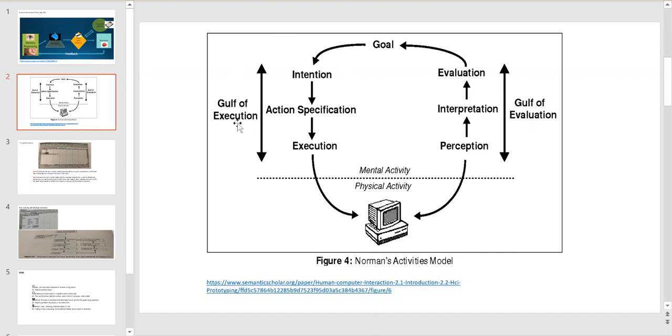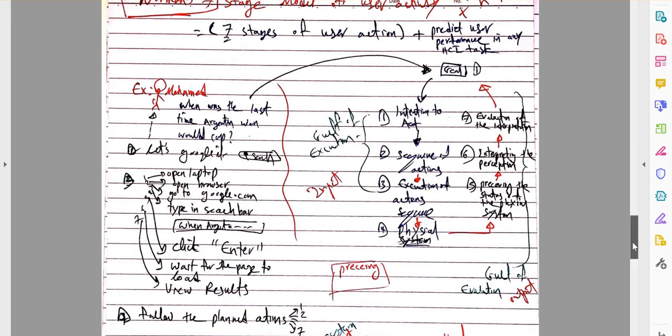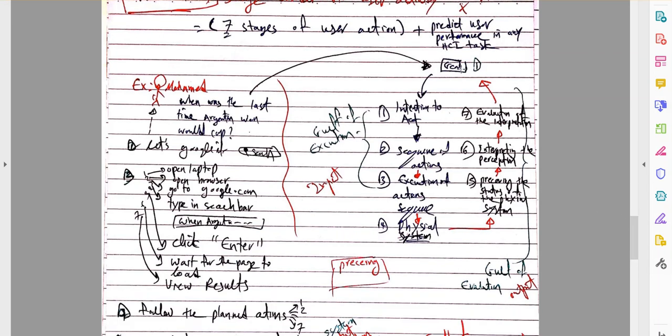Gulf of execution means the gap between the goal and the computer implementation. Gulf of evaluation means the gap between the computer's output and the evaluation of whether the objective was achieved or not. We call the above part mental activity, and the below part physical activity. Okay, let's go back and see what it means exactly. So we have the goal here, number one.